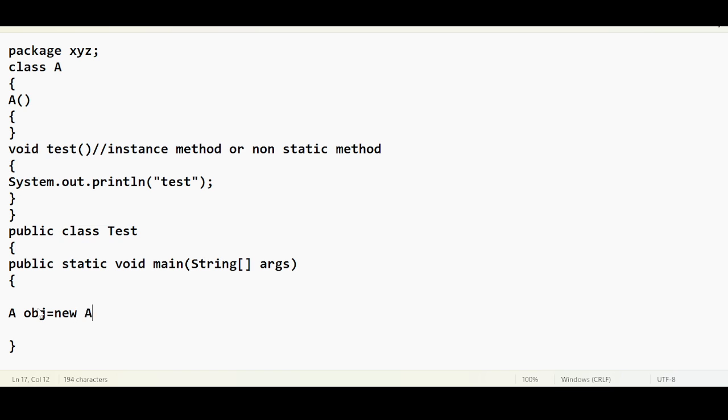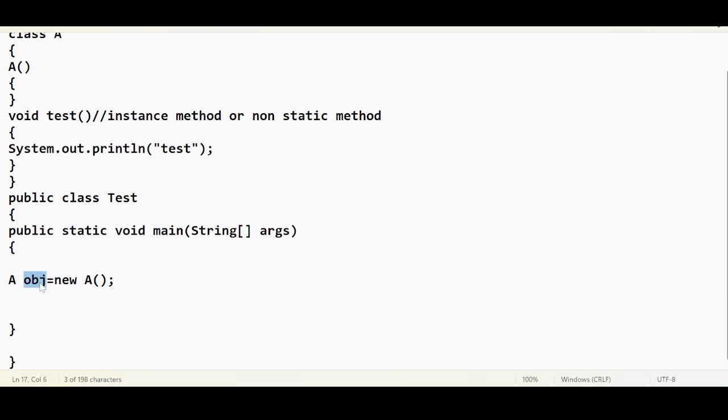So A obj equal to new A. We know this already. We are discussing this once again, and why we are discussing it once again, you will get to know in some time. Now by using this object reference variable, I can call the test method so that my output is going to be test itself. Test will be displayed on the console. Yes or no?